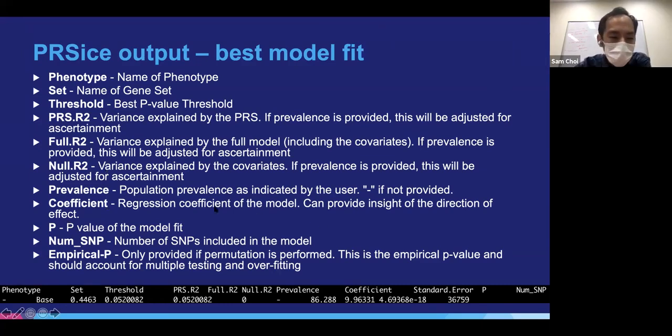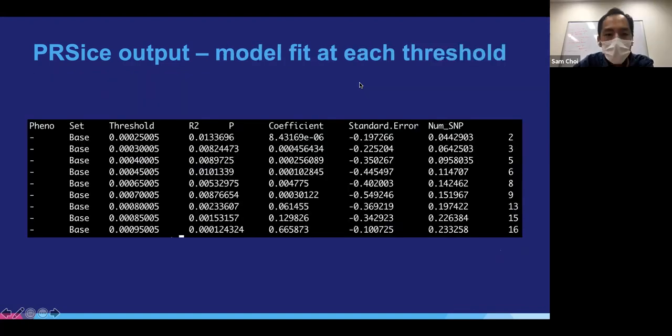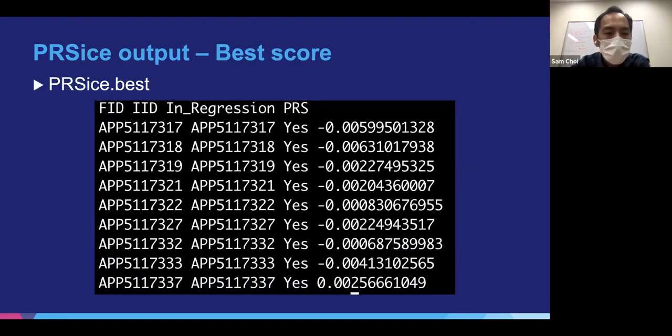P is the p-value of the model fit, standard error is the standard error of the model, and number of SNP is the number of SNPs included in the model. And if you do the permutations, then you will also get an empirical P column. You can also look at the individual threshold model fit by looking at the .prsice file, but we generally found that not very informative, so we ignore that quite a lot.